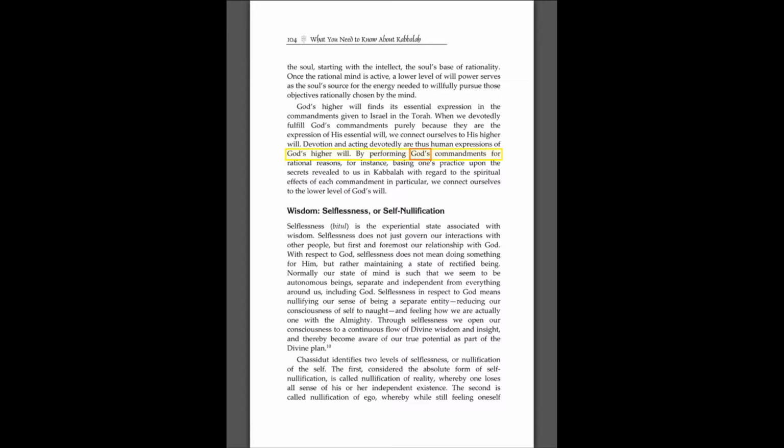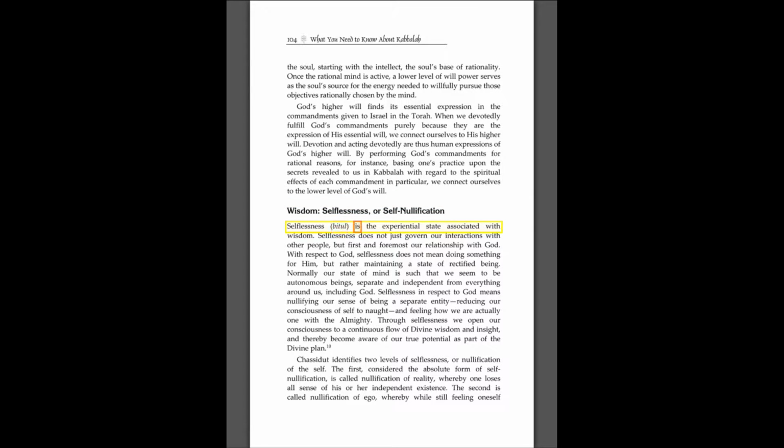By performing God's commandments for rational reasons, for instance, basing one's practice upon the secrets revealed to us in Kabbalah with regard to the spiritual effects of each commandment in particular, we connect ourselves to the lower level of God's will. Wisdom, selflessness, or self-nullification.